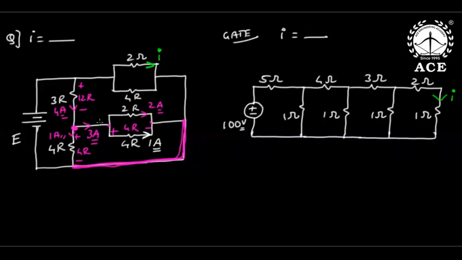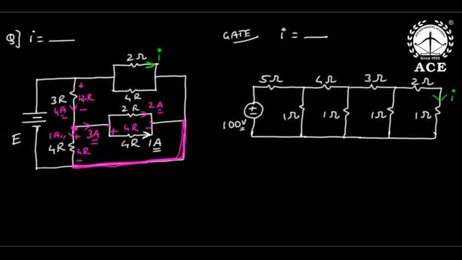With this hint of 1, this is 4R volts. 4R by 2 is 2, so 2 plus 1 is 3. Between these two also 4R, and 4R by 4R is 1 ampere. 1 plus 3 is 4, and 4 times 3R is 12R.